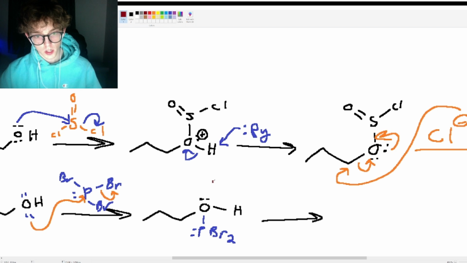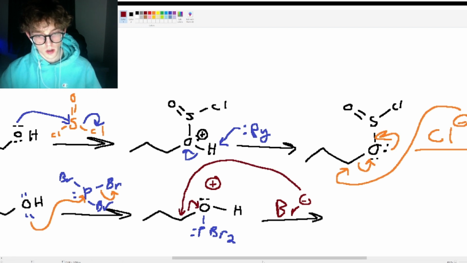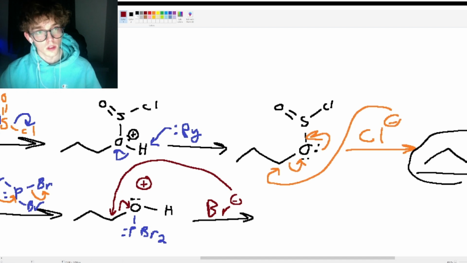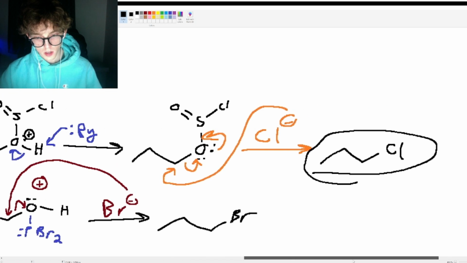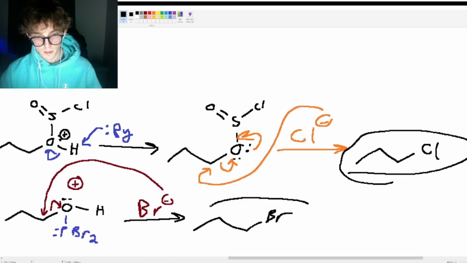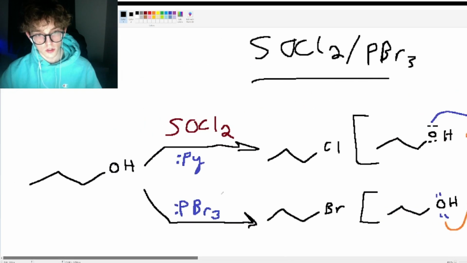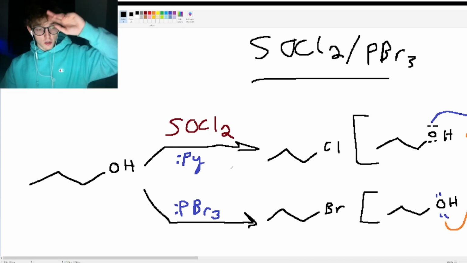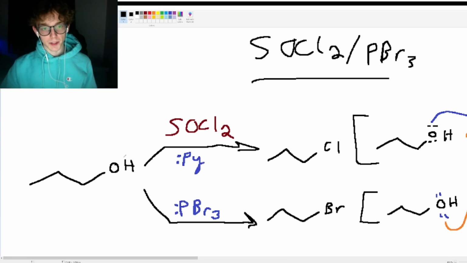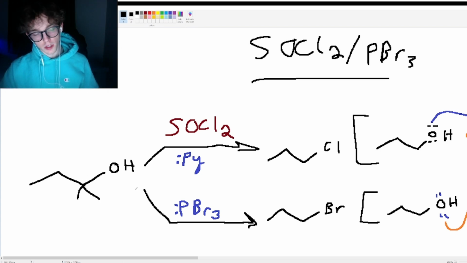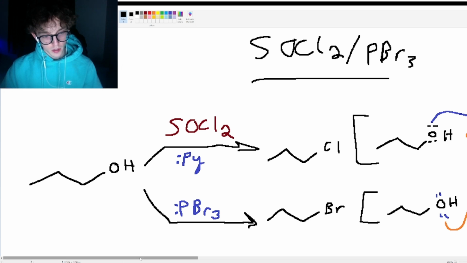This has a positive charge. I did it again, guys. Positive charge there. That bromine comes and does backside attack, kicks that group off, and we're left with our final product, our alkyl bromide. So, yep, those are two reagents that we can do SN2, SN1 with, depending on how sterically hindered this is. Like if it was that, it would probably do SN1, but I digress.